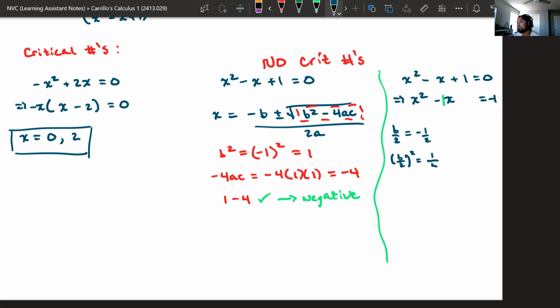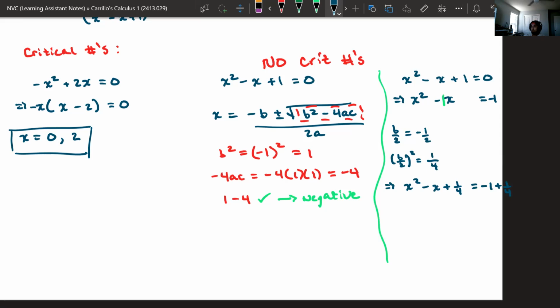One half? No, 1/4. I'm just kidding. 1/4, right? Now we add that to both sides of our equation. So we have x squared minus x plus 1/4 is equal to -1 plus 1/4. I don't know if you guys can see that, but yeah, you're good.